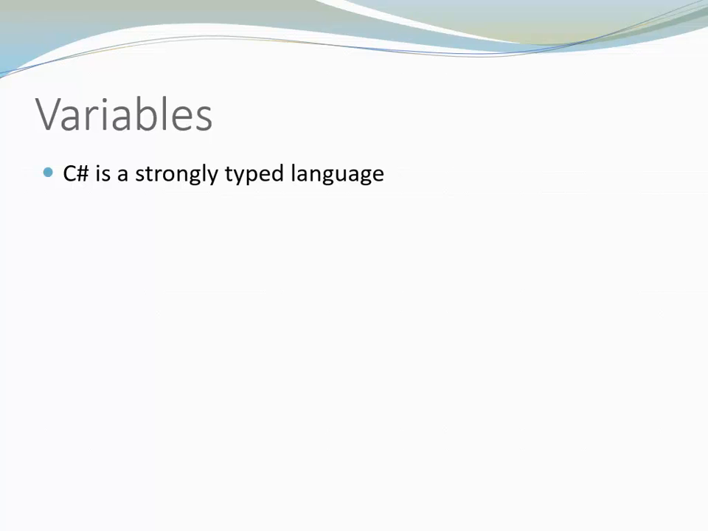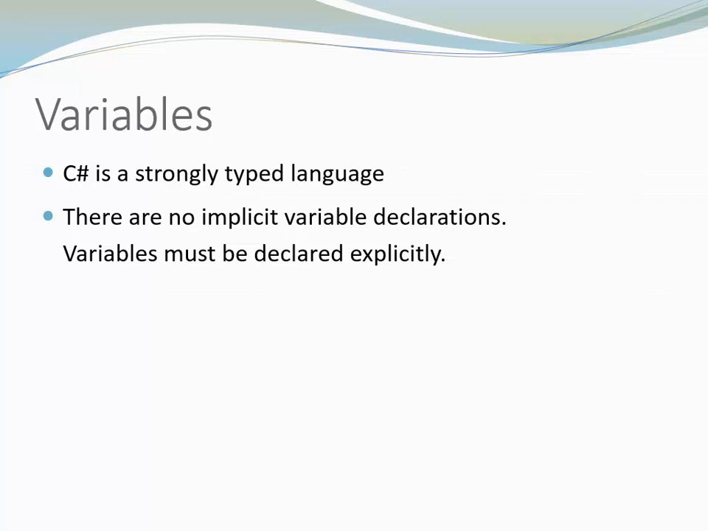Let's have a look at variables. C# is a strongly typed language. There are no implicit variable declarations. Variables must be declared explicitly. Here is an example. I could have a variable I1 of type integer and then I assign the value 1. Or I could have a variable I2 of type integer and then in the same statement assign the value 2. However, if I try to assign the value 3 to I3 and I never specified what type of variable I3 is, this won't compile.